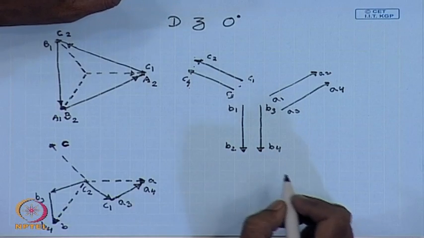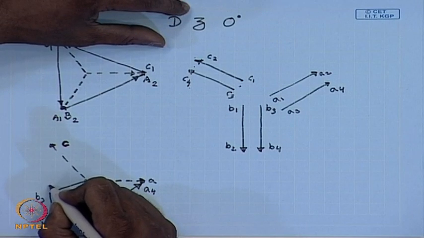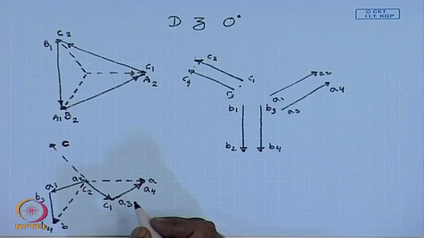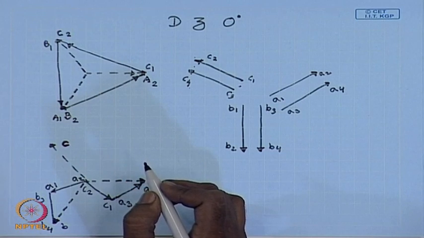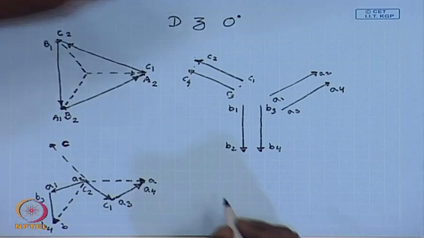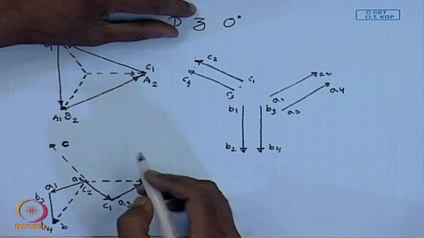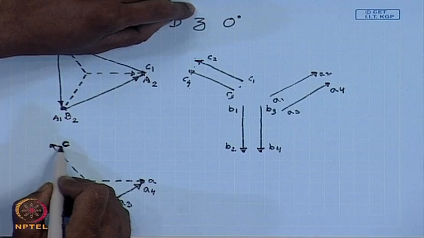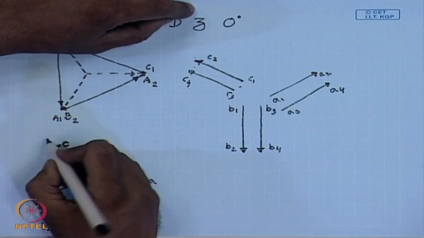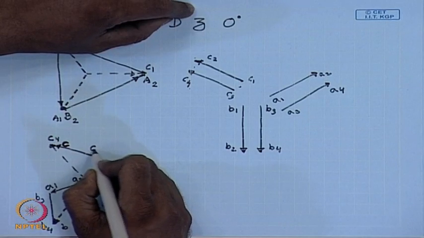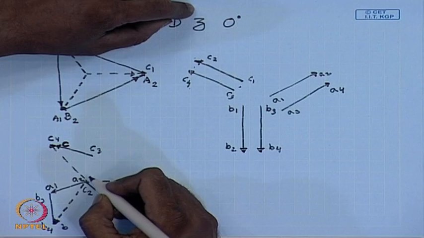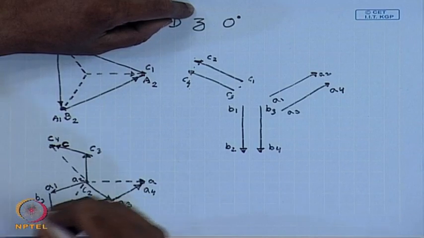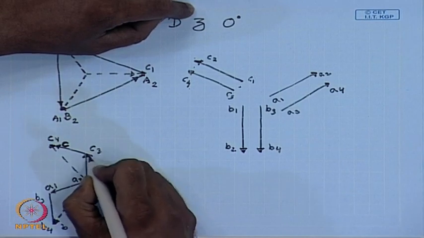This can be A2, A1, A2. The C phase will be formed with C4, C3 as the last leg, and this will be B2, B1.